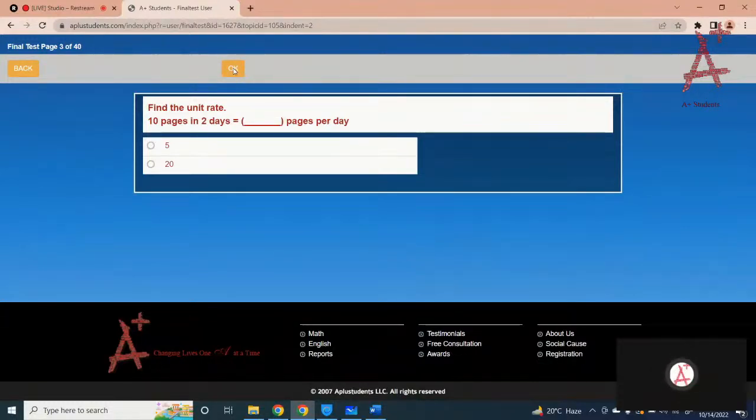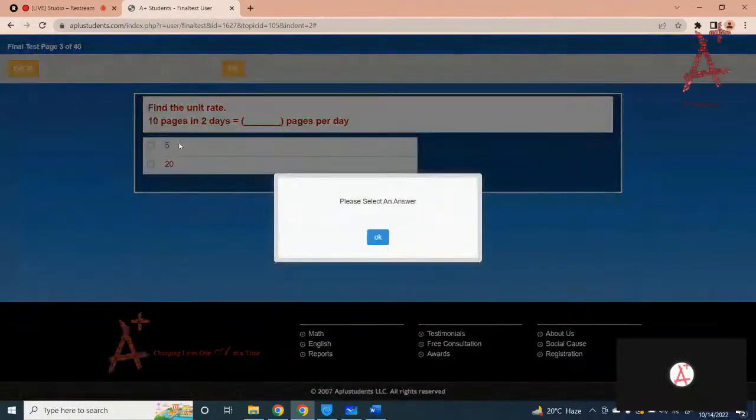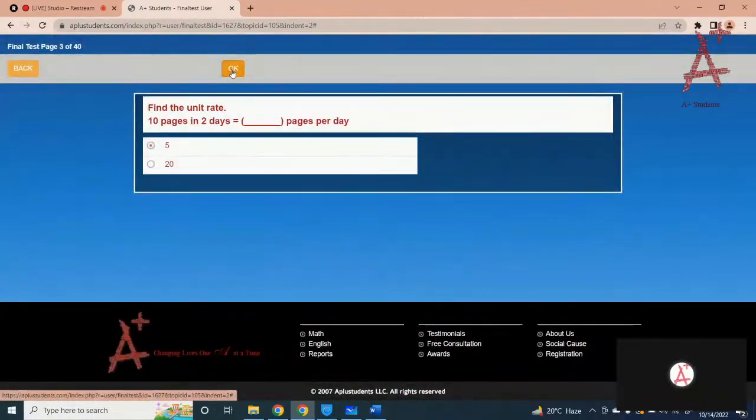10 pages in 2 days. So how many pages per day? 10 divided by 2 is 5. That means it is 5 pages per day. Got it? So select the correct option and click on the OK button.